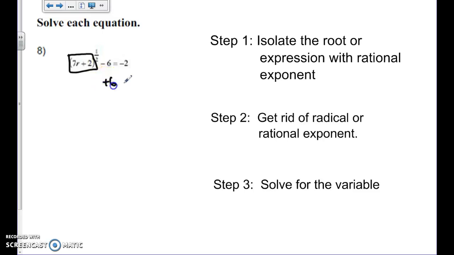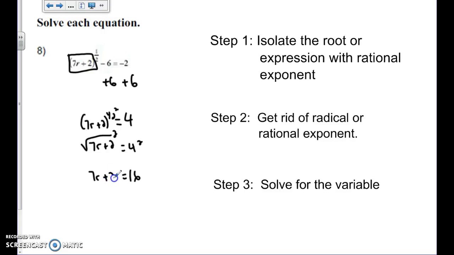So we're going to add 6 to both sides, and I end up with 4 and then 7r plus 2 to the 1/2. Just thinking about this, guys, this is the same thing as the square root of 7r plus 2. So how do I get rid of that? Square root, I square both sides. And I get 16. So I have 7r plus 2 equals 16. I'm going to subtract 2 from both sides, so I end up with 7r equals 14. Divide both sides by 7, and I get r to equal 2.